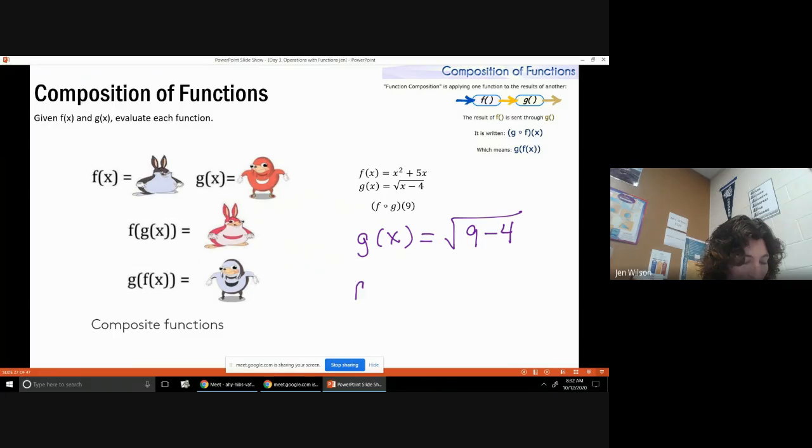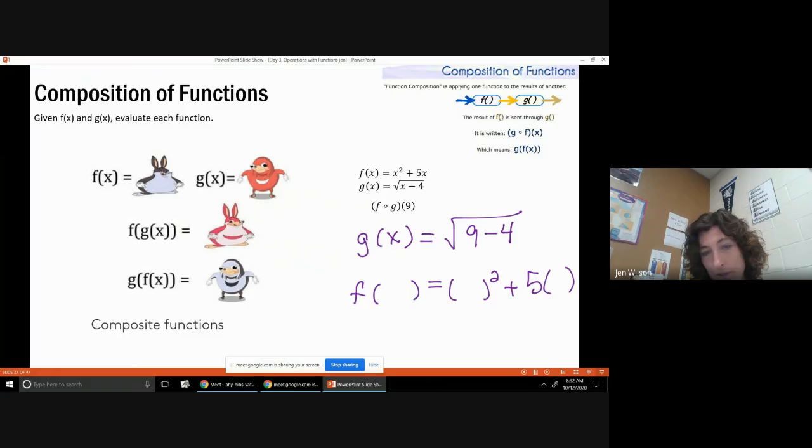Now for my f of x function, I can't put in anything yet because I don't know what to put in until I simplify the first one. So I'm just going to leave that blank right now. We'll do blank squared plus 5 blank. And let's figure out what this first one's going to be.